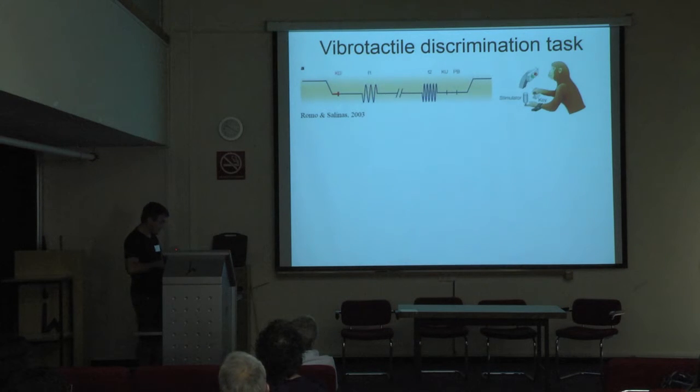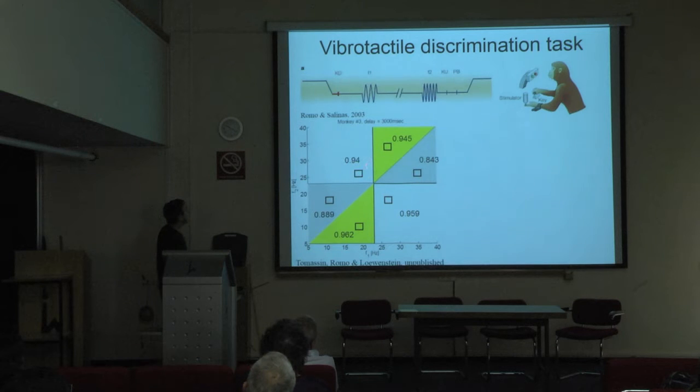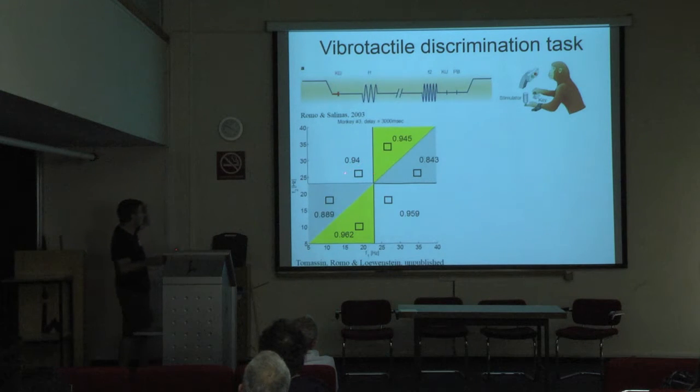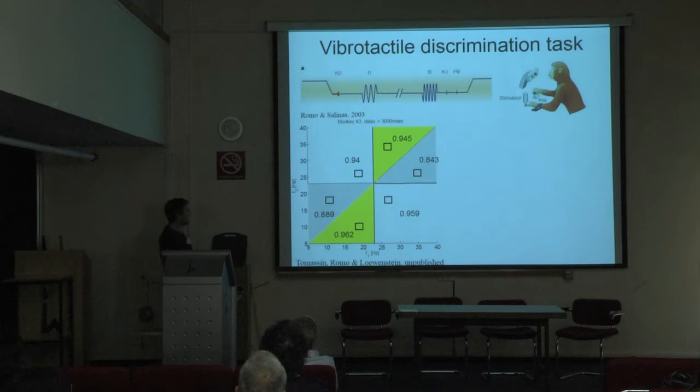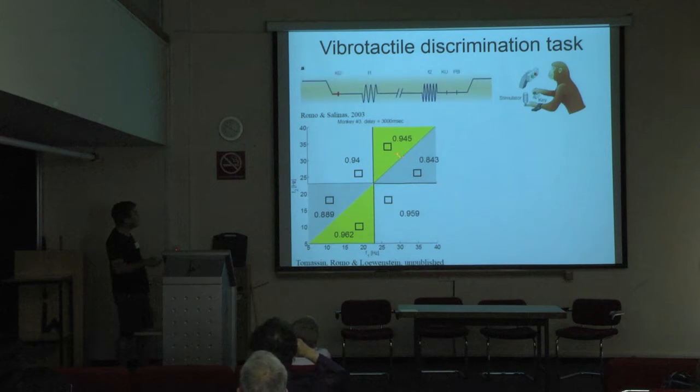I will demonstrate it in this vibrotactile delayed comparison task in monkeys. This comes from the experiments of Arnulfo Romo. In this case, the number of pairs of F1 and F2 was much smaller, and what they did was to compute the percent correct for each pair.